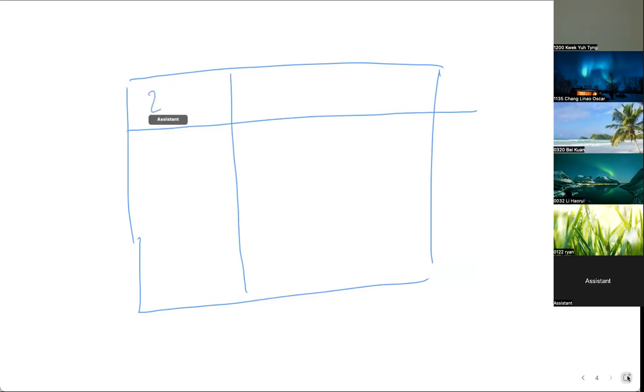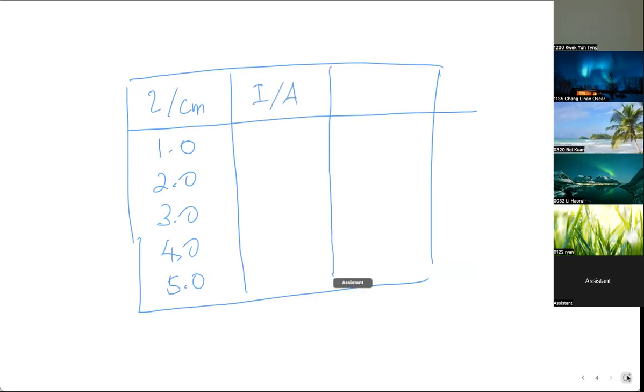So for example, length. Your independent variable will be something like 1.0, 2.0, 3.0, 4.0. So this one you set. Because of the length, you need to measure your current. Then maybe your current is based on your ammeter. So what do you want to ask next?